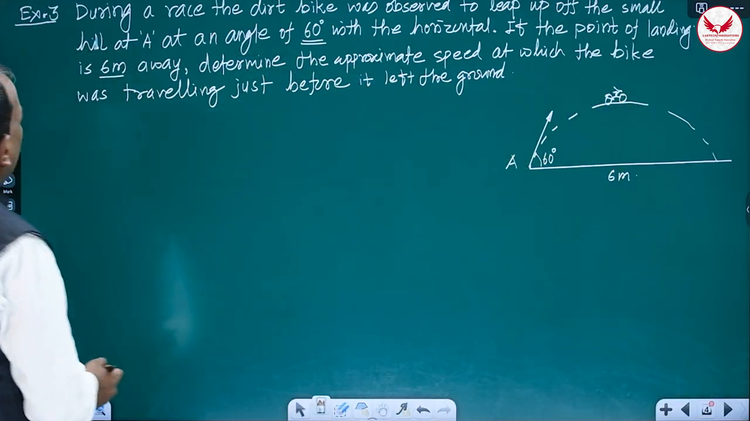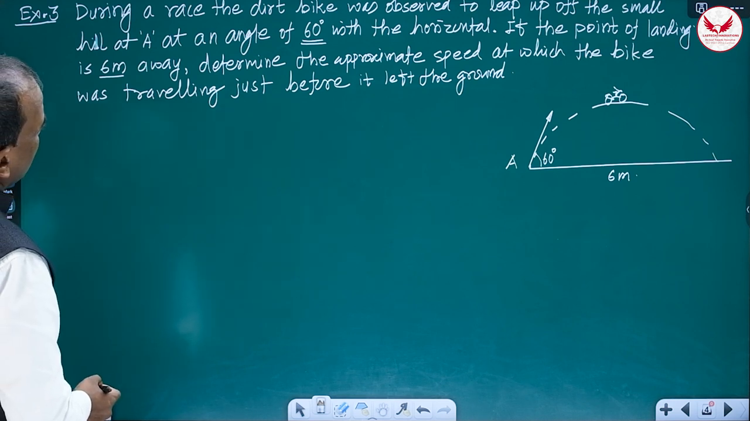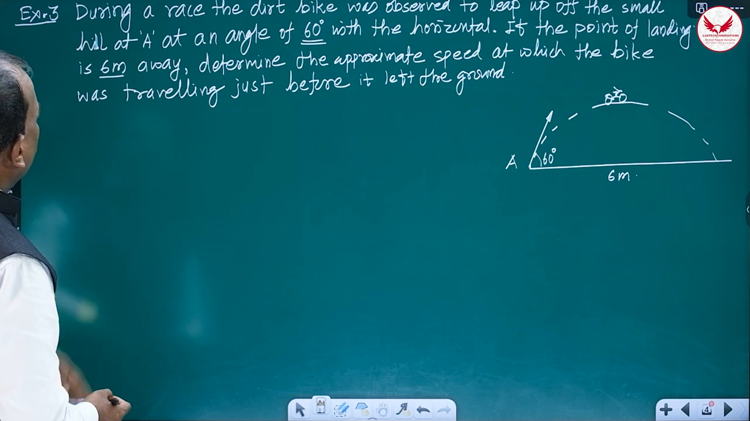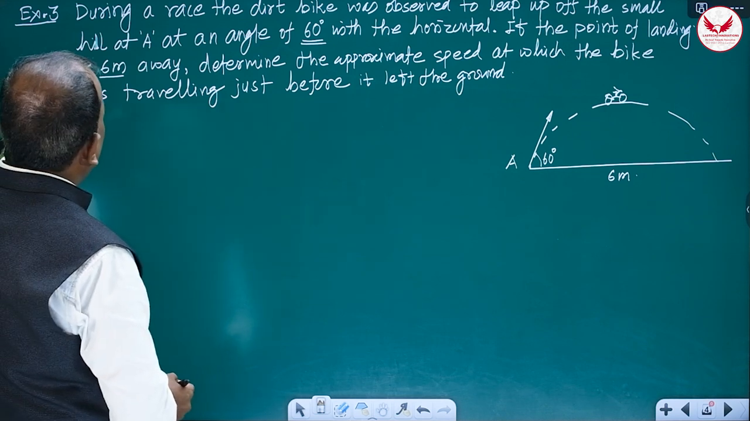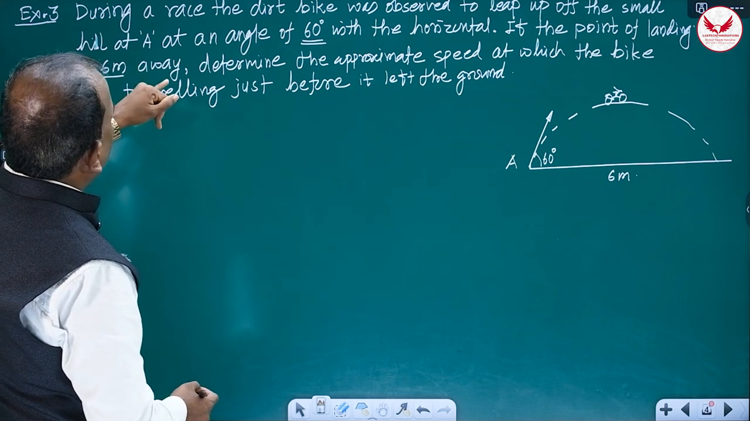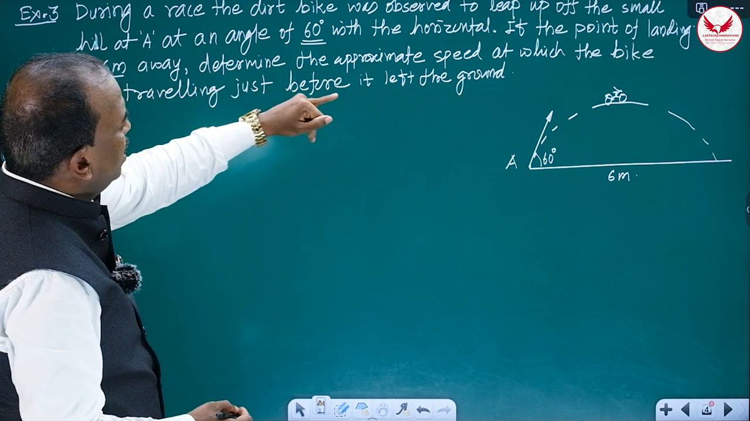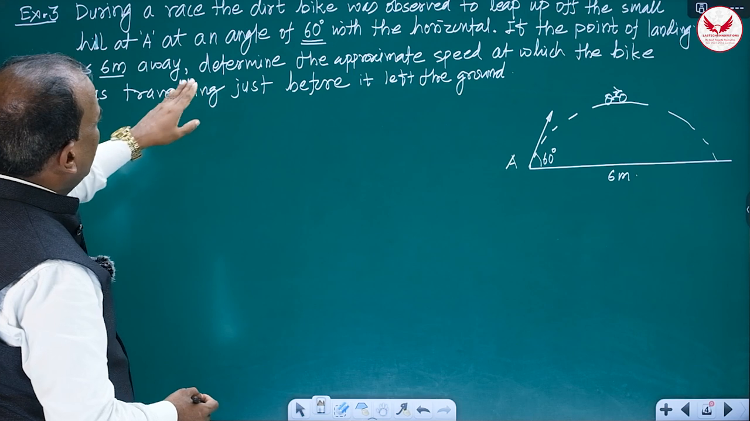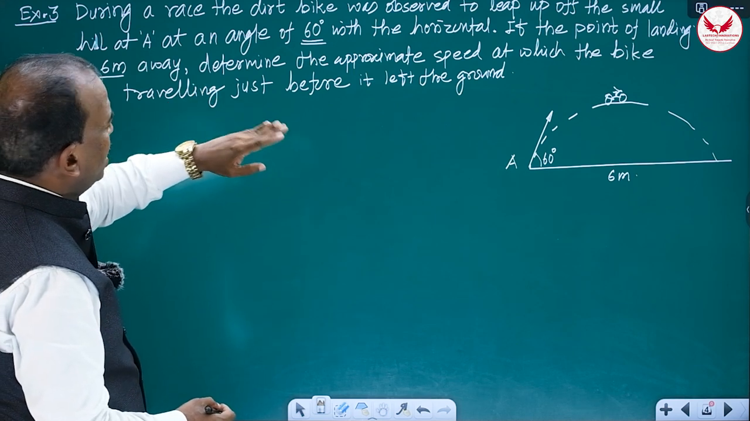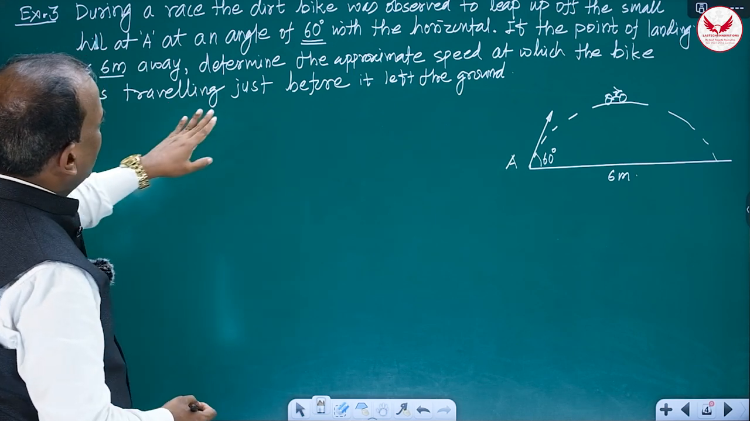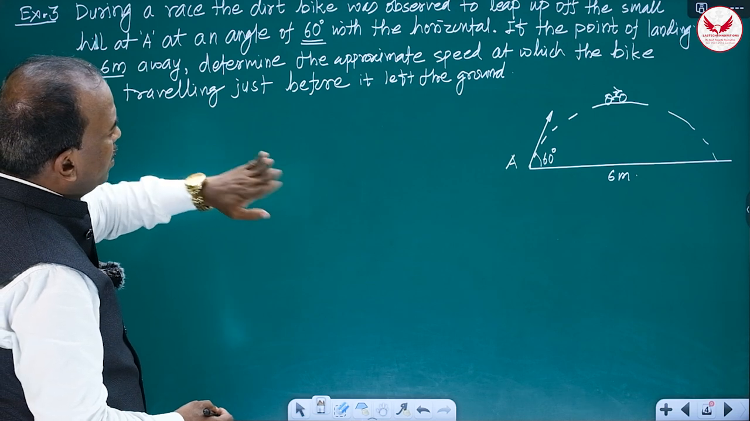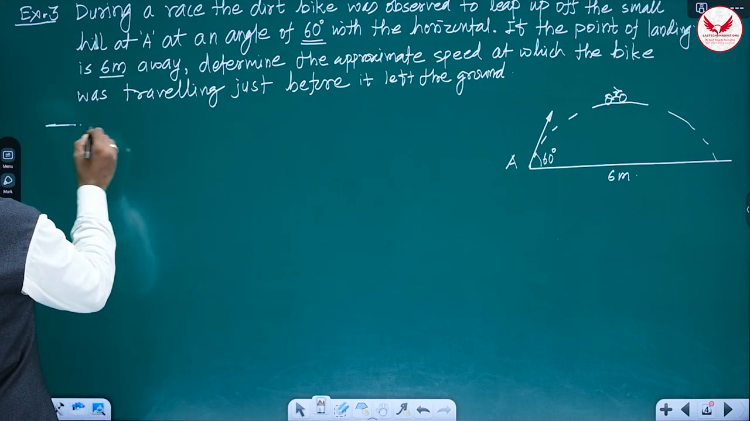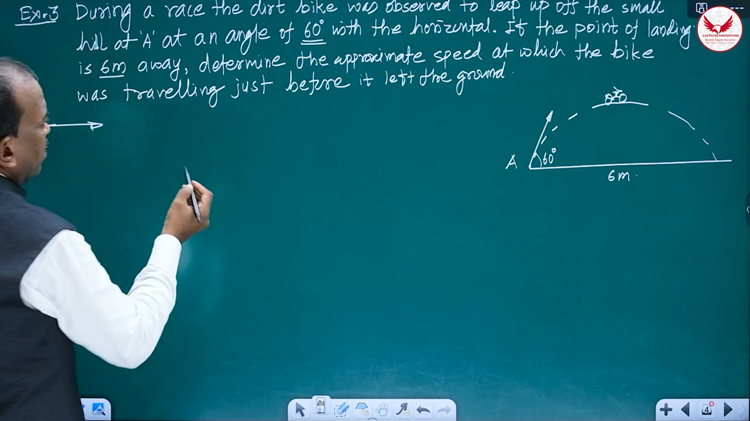The next example: during a race, the dirt bike was observed to leap up the small hill at an angle of 60 degrees with the horizontal. If the point of landing is 6 meters away, determine the approximate speed at which the bike was traveling just before it left the ground. See, this problem is also very, very simple. So what is mentioned here?